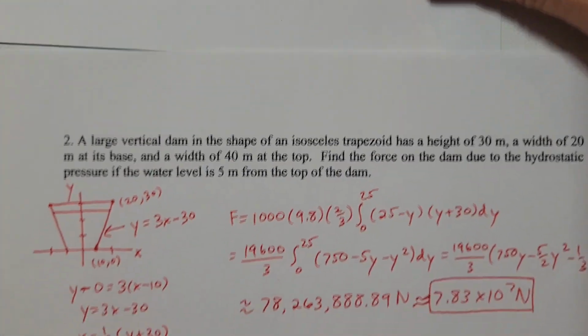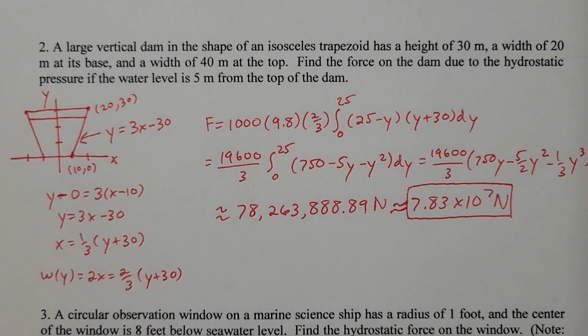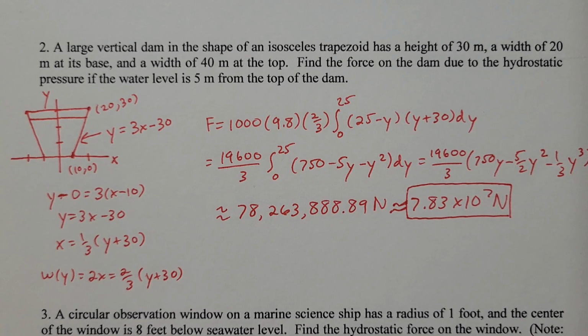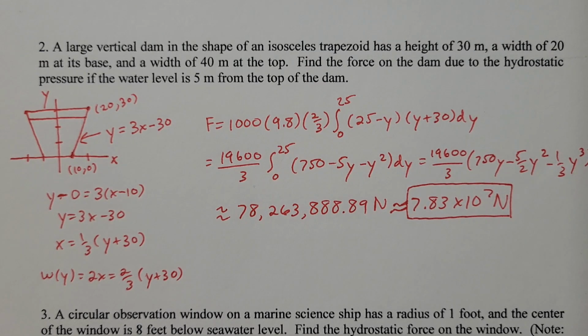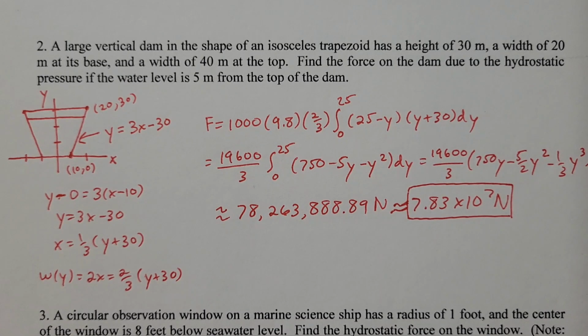So let's try another problem here. In problem 2, it says that a large vertical dam is in the shape of an isosceles trapezoid and has a height of 30 meters, a width of 20 meters at its base, and a width of 40 meters at the top. Find the force on the dam due to the hydrostatic pressure if the water level is 5 meters from the top of the dam.